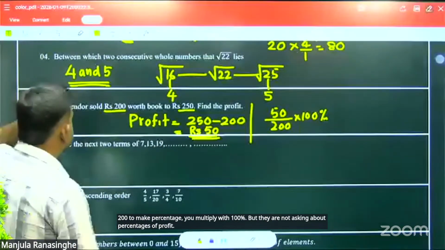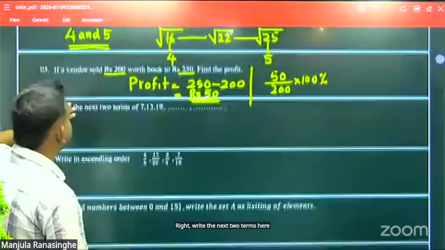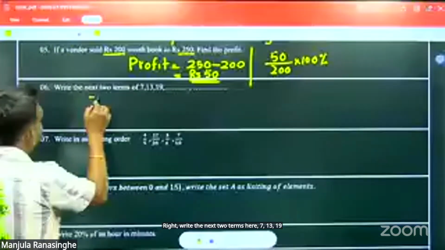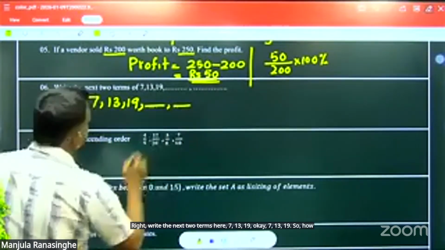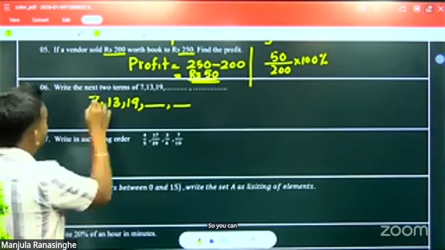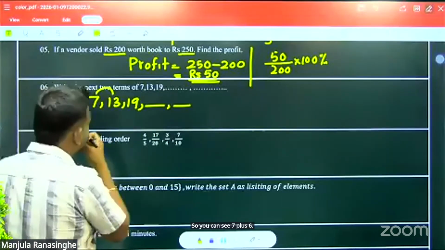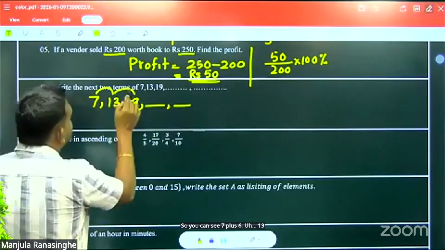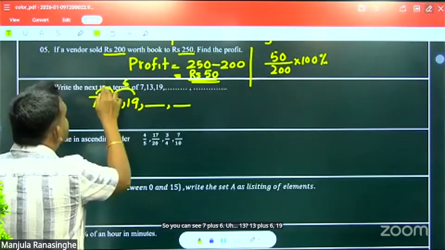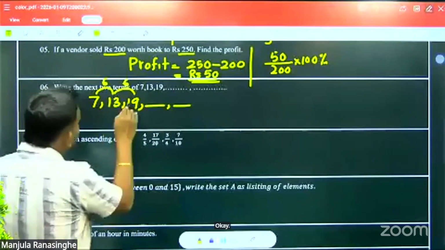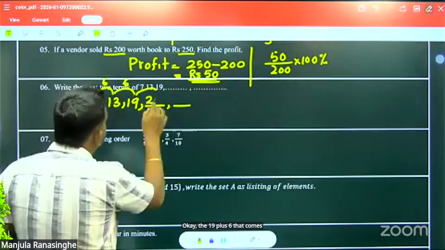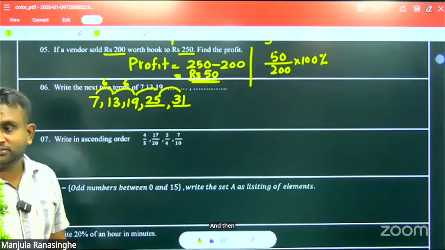Right. Write the next two terms here: 7, 13, 19. So how to find the next two terms? You can see 7 plus 6 is 13, 13 plus 6 is 19. So 6 is being added. Then 19 plus 6 comes as 25, 25 plus 6 is 31. So that comes as 31.